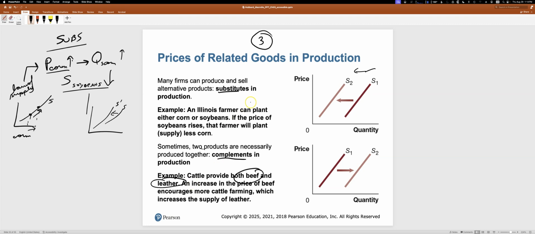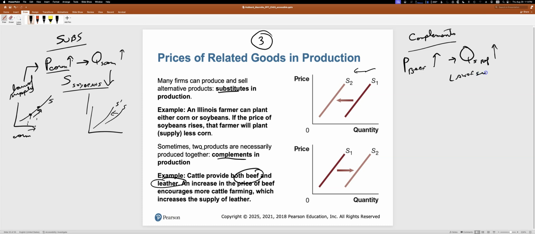So here, for the complements, as the price of beef goes up, then the quantity supplied of beef will also go up, right? That's the law of supply. And that would just look like a movement along the curve.